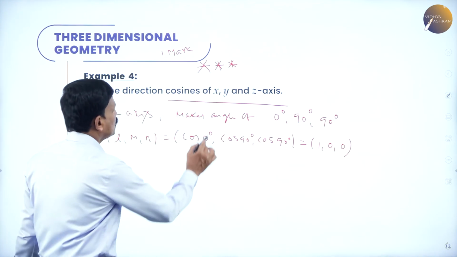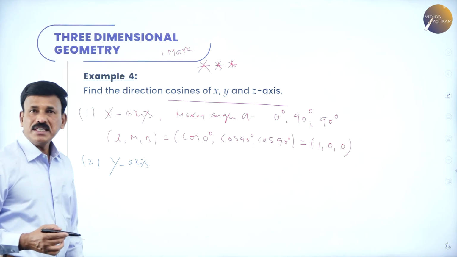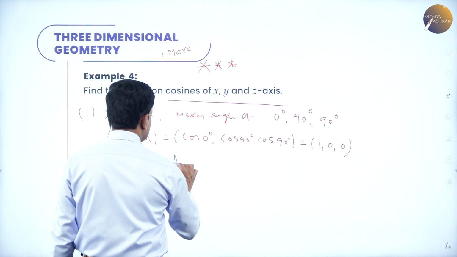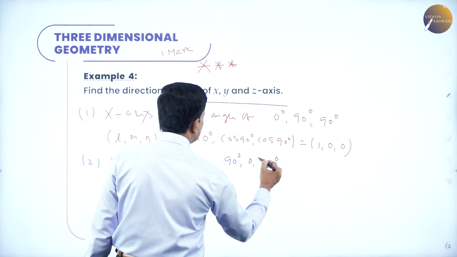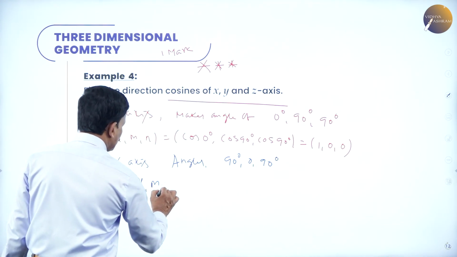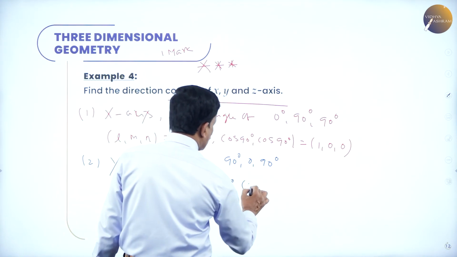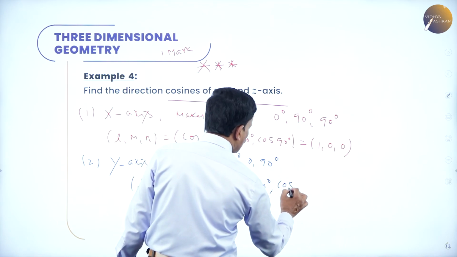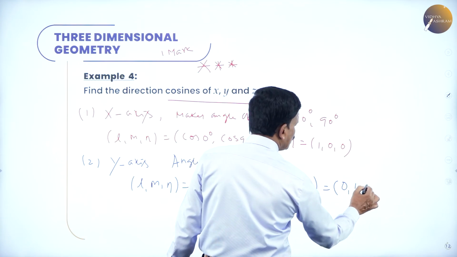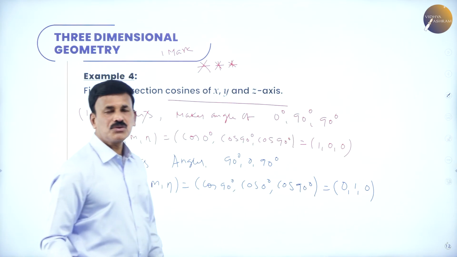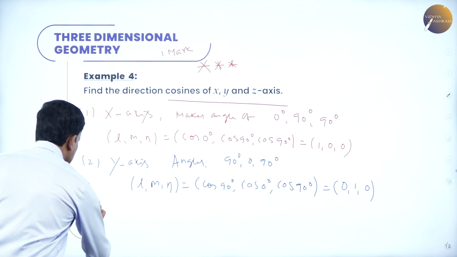Now, similarly, the direction cosines on the y-axis. On the y-axis, it makes angles of 90 degrees, 0 and 90 degrees. So therefore, l, m, n are cos 90, cos 0 degrees, cos 90 degrees. What is cos 90? 0, 1 and 0. So the direction cosines on the y-axis are 0, 1, 0. Similarly, on the z-axis.